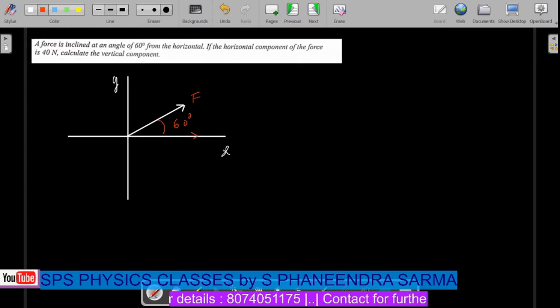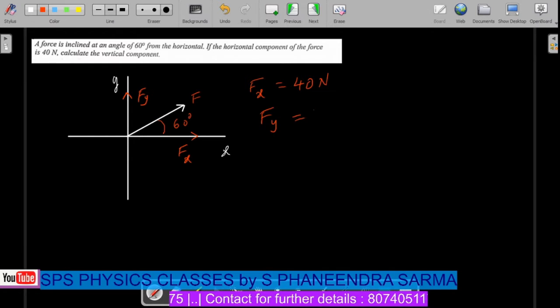Now this particular component is called the Fx component, and this one is called the Fy component. In the given problem, the horizontal component Fx is equal to 40 newtons, and they are asking us to find the value of Fy. How to find this? The direction 60 degrees is given, therefore we can use tan. Tan 60 degrees is equal to the y component of force by the x component of force.